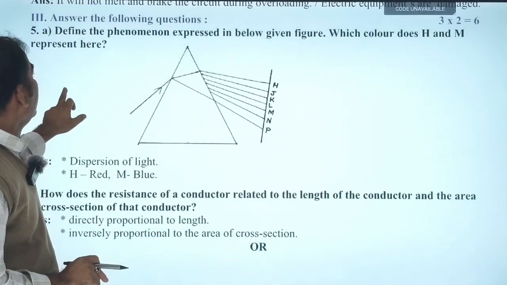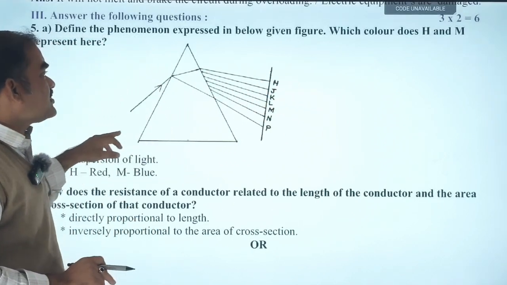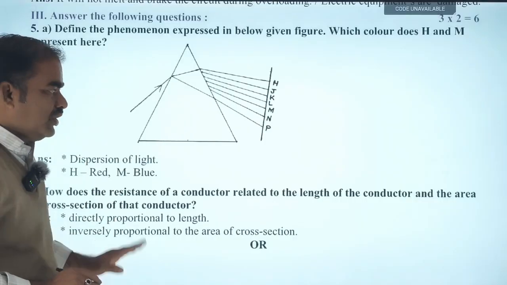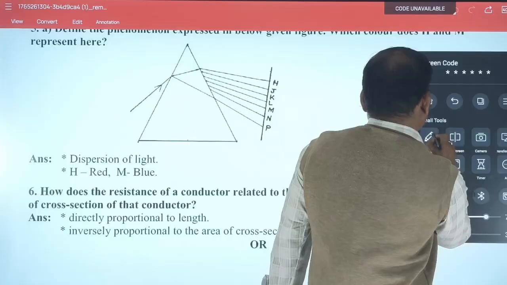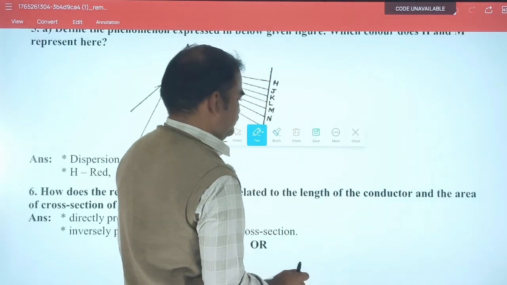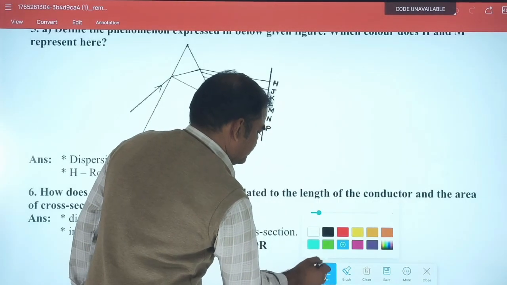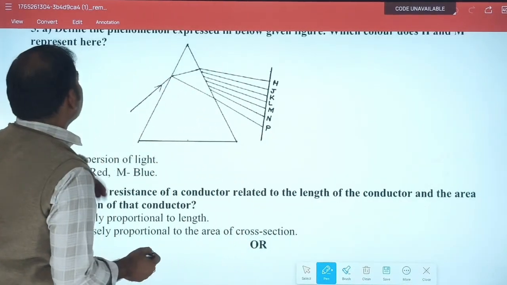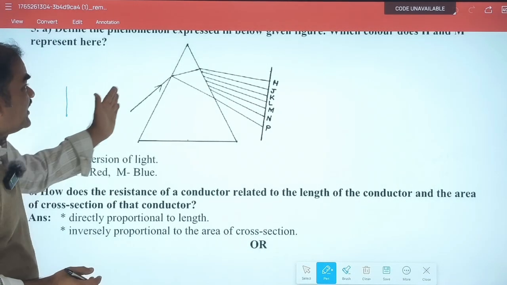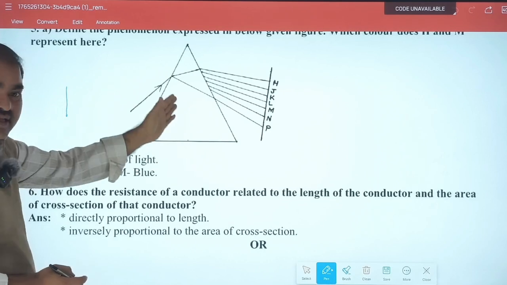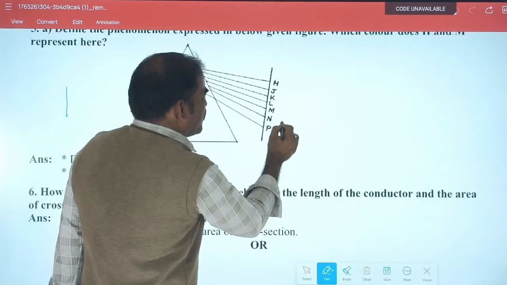Next question: define the phenomenon expressed in the figure given below. Which colors do H and M represent here? As I told earlier, this is dispersion, dispersion of light. When white light is passed through a prism, it disperses and forms a spectrum.